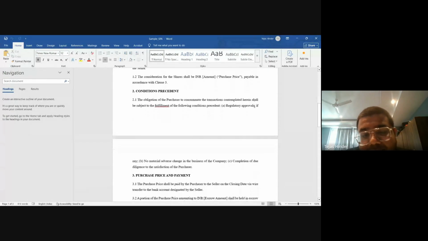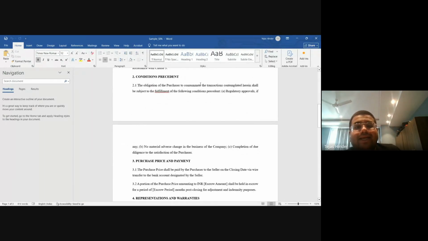Then comes your conditions precedent clause, which will indicate certain regulatory approvals that you have to undertake before the sale of shares is deemed to be successful. These will be regulatory approvals if needed, and also to ensure that there is no material adverse change in the business of the company, because if there is, this share transfer will be deemed void, the shares will go back to the name of the company, and the consideration that has been transferred by the purchaser has to be returned to the purchaser. And of course, the completion of due diligence to the satisfaction of the purchaser also has to happen.